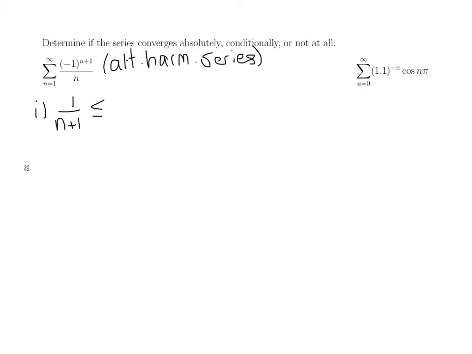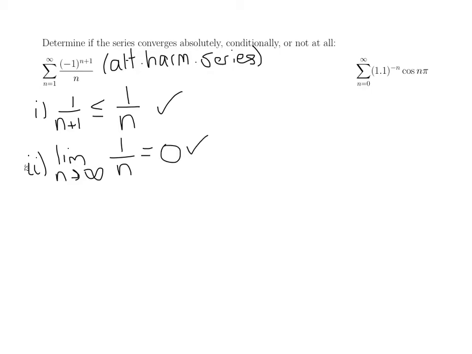So first we notice that the first condition to check is that 1 over n plus 1 is always certainly less than or equal to 1 over n. So that's a check for condition 1. Condition 2, the limit as n goes to infinity of 1 over n, because remember we ignore the negatives, is equal to 0. So that's a check. And that means by the alternating series test that this series, negative 1 to the n plus 1 over n, converges.